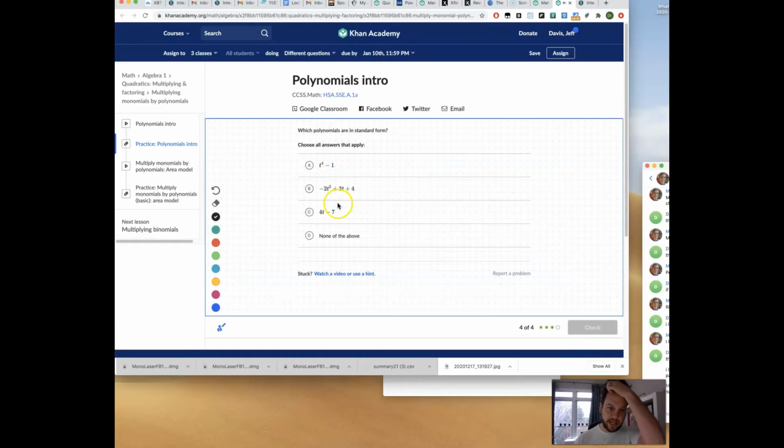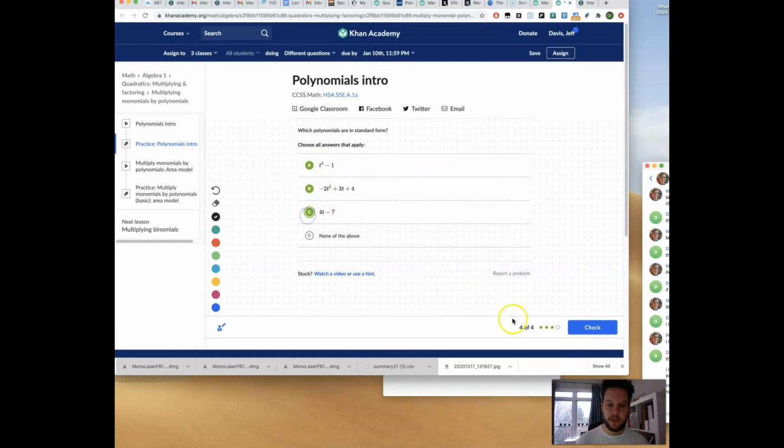Which polynomials are in standard form? It's just got to go biggest power down to smallest. That one does, that one does, that one does.